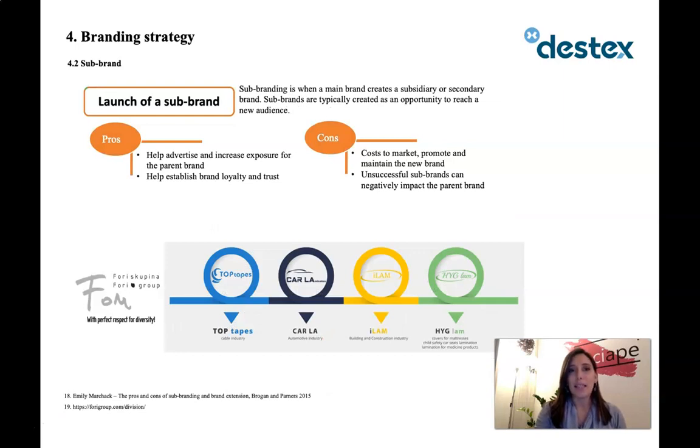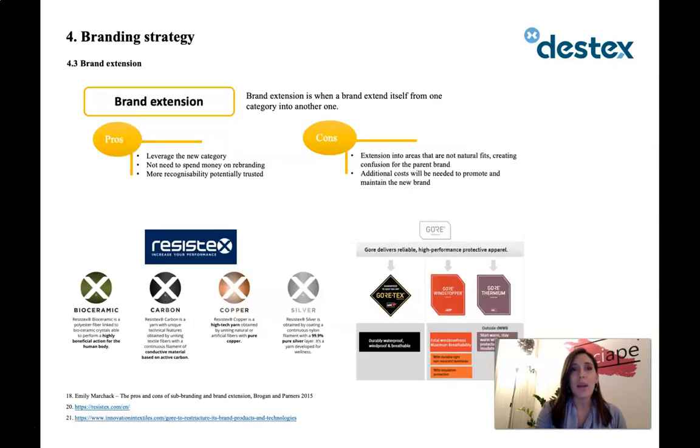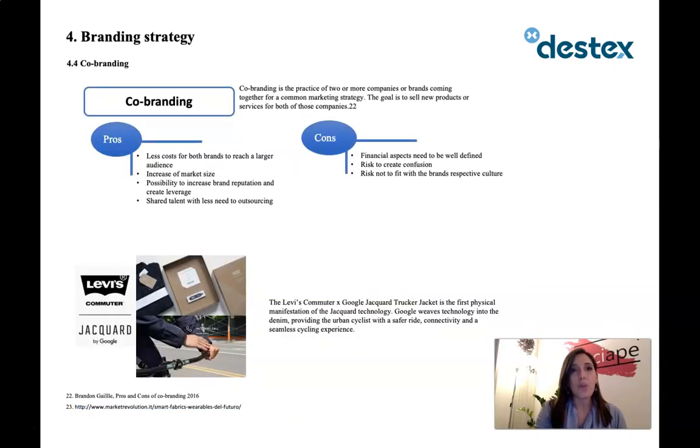Sub-brands are typically created as opportunity to reach a new audience. Here, the example of Furry Group, an engineering company that have developed different kinds of sub-brands within the technical textile division addressed to different sectors: cable, automotive, construction, and healthcare. Brand extension is when a brand extends itself from one category into one another. We can report the example of Resistex, a brand of technical yarns that have extended its products into different technical textiles application compartments.